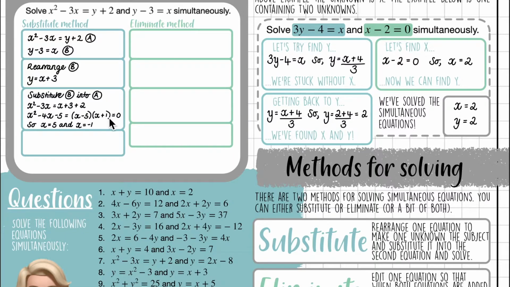Solving this quadratic, we get x as 5 and x as minus 1. So if x is 5, putting 5 in here gives y as 8. And if x is minus 1, putting minus 1 in here, we get y as 2. Therefore, we get pairs of solutions.